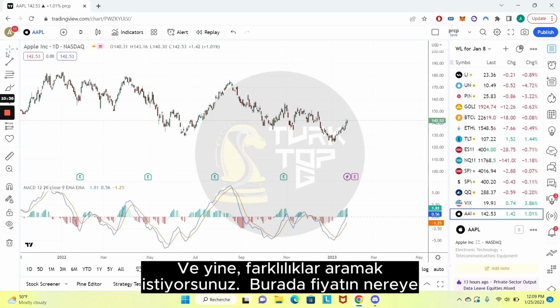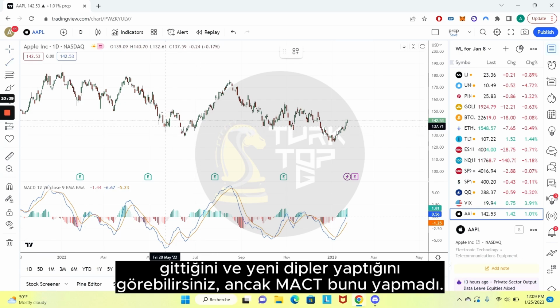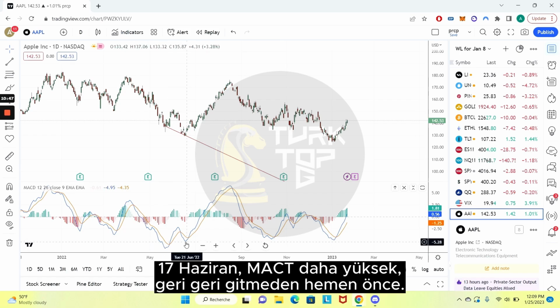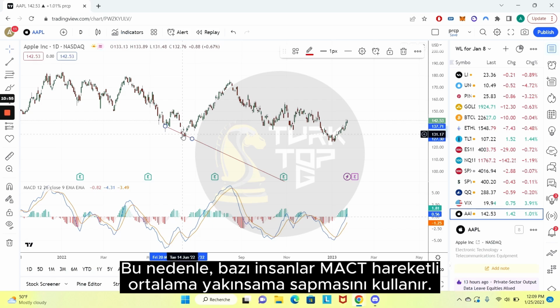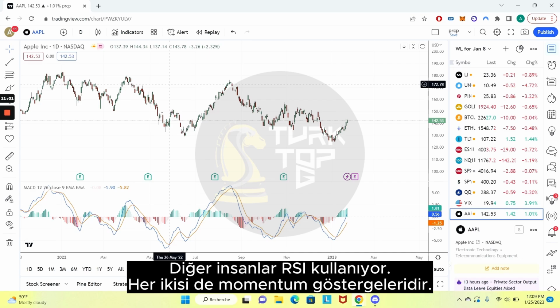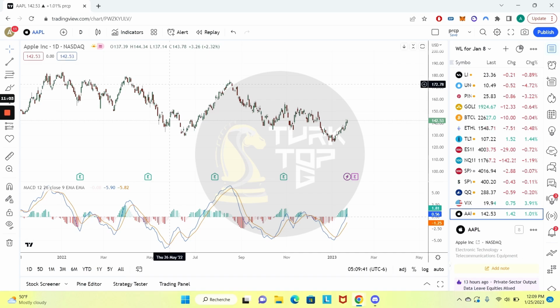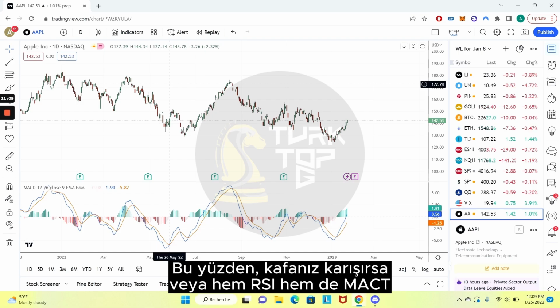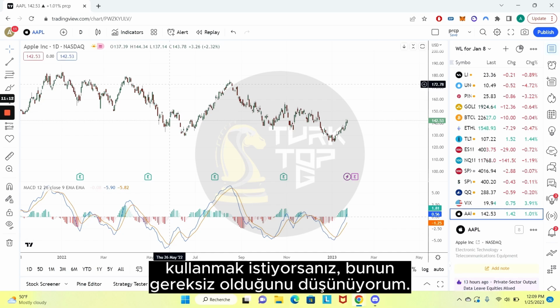You can see here where price went and made new lows, but MACD did not. You can see on May 20th, MACD is at minus 6.7, and on the 17th of June, MACD is higher, right before a reversal. So some people use MACD, moving average convergence divergence. Other people use RSI. They're both momentum indicators, and you can use either. They're used the same way. So I just wanted to mention it in case you get confused, or if you want to use both RSI and MACD, I think that's just redundant.